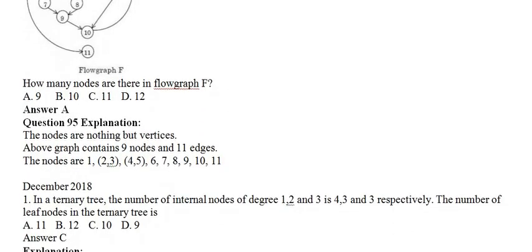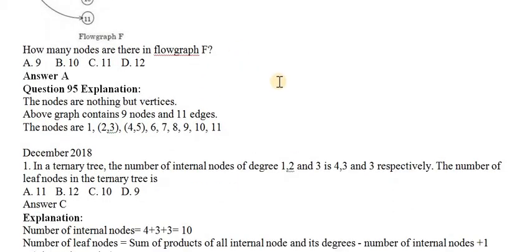I think this was the last question. How many nodes are there in flow graph F? It is a very straightforward question, right? Totally 9 nodes, so that was the answer.